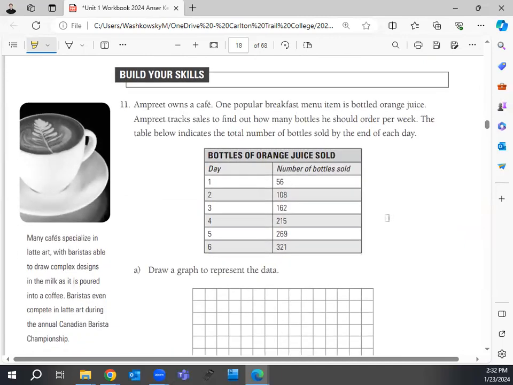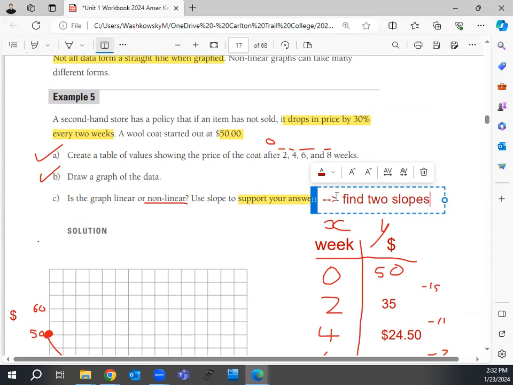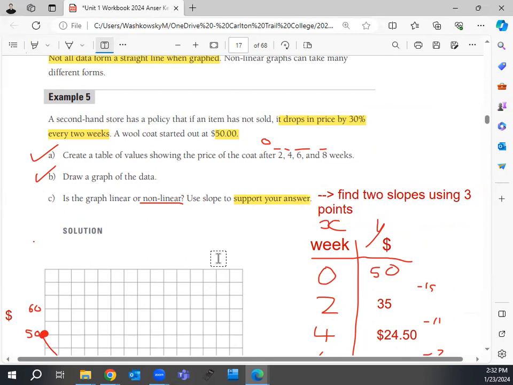So we're going to do it the exact same way here. How do I support my answer? I'm going to find 2 slopes using 3 points. This is our goal now. So we're going to find 2 different slopes. Because again, we can tell just by looking at it, but that's not an academic response. We have to articulate it. We have to provide some evidence. So we're going to use slope to support our answer.